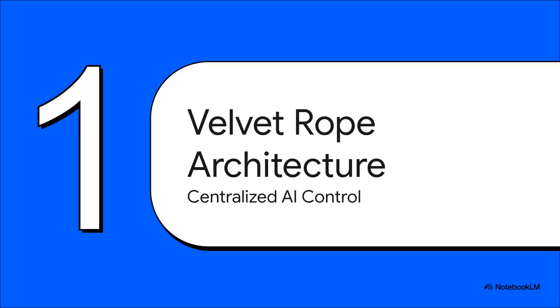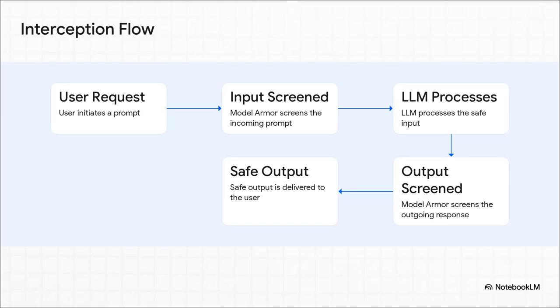Section 1. The velvet rope architecture, focusing on centralized AI control. Think of this architecture as putting a highly trained bodyguard right in front of your models. Security is all about interception, right? And Model Armor sits perfectly in the traffic flow. When a user initiates a request, Model Armor screens that incoming prompt first. Only if it passes those rigorous security checks does the LLM actually process the input.